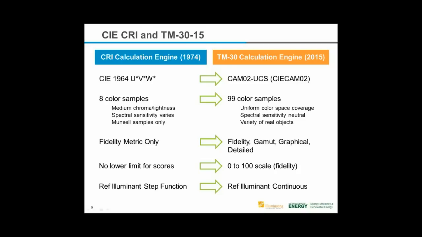So we'll step through each of those components a little bit more now. If we look at limitations of the existing metric, this slide is showing a comparison of CRI and TM-30. On the left, you can see the main components of CRI. It's based on the CIE 1964 U*V*W* chromaticity diagram, whereas in TM-30, we've upgraded that to modern color science. A big amount of the work was transforming from 8 color samples to 99 color samples, with much more desirable properties that give us a much better prediction of color rendition.